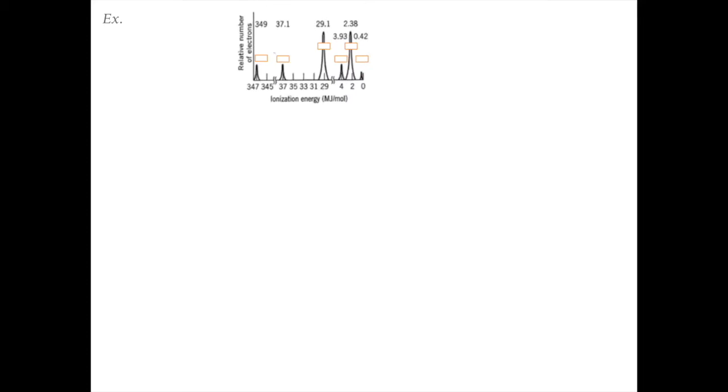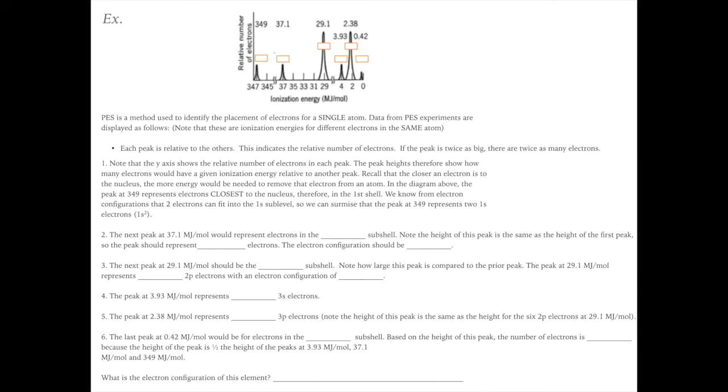So let's look at this. This is a PES, and its purpose is to identify where electrons of a single atom are placed. Note that the y-axis represents the relative number of electrons, so each peak's height represents how many electrons are going to have a specific ionization energy. Now also note that the closer an electron is to the nucleus, the more energy needed to remove that electron. And so if you notice, 349 represents the electrons that are closest to the nucleus, while the 0.42 and the 2.38 are much farther away from the nucleus.